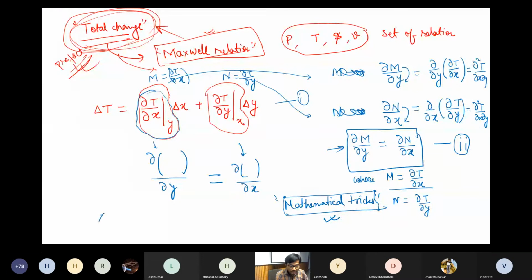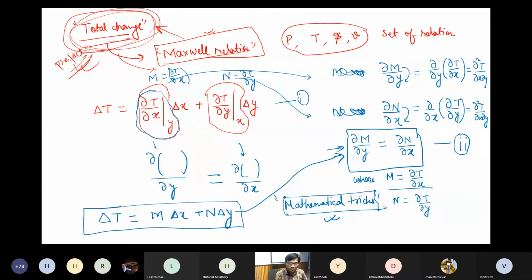So in general, my equation is delta T equals m times delta x plus n times delta y, where m and n follow this. That's all. So these two things you have to remember. You will have a total differential, something like this, where n and m should follow this: ∂m/∂y should be equal to ∂n/∂x.